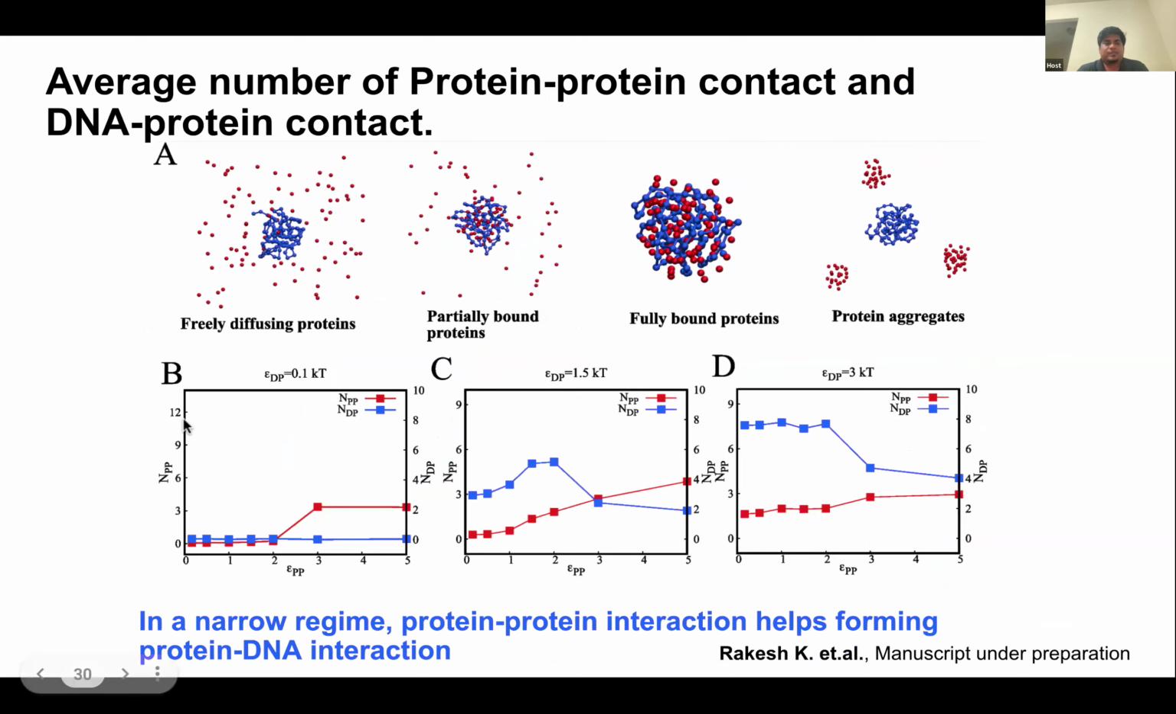So what we calculated next is the number of protein-protein contacts. Why did we calculate protein-protein contact? Protein contact talks about phase separation of this DNA-protein cluster. So we wanted to see whether the number of protein-protein contacts increases with the protein-protein interaction, with varying DNA-protein interaction, along the three panels. So for a very low DNA-protein interaction, the number of protein-protein contacts is not there.